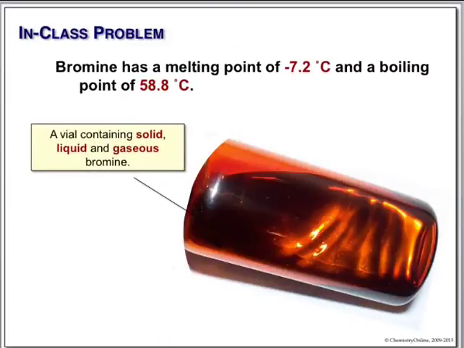This is bromine. Bromine is an element. This Br2 is a diatomic element. This is a little vial that has solid bromine frozen down here. It melts. This is liquid bromine on top of the solid. And it's also very volatile, so it forms bromine gas. Bromine gas is extremely toxic. Don't do this at home. Bromine has a melting point of minus 7.2 centigrade and a boiling point of 58.8.